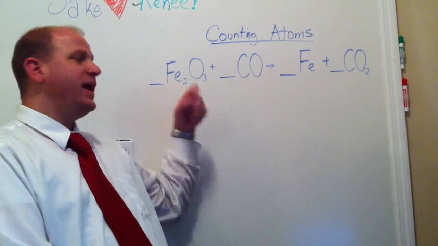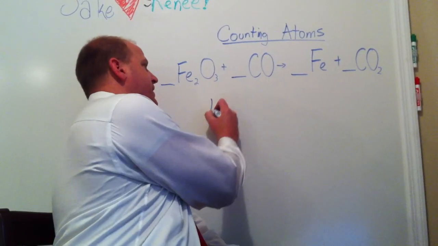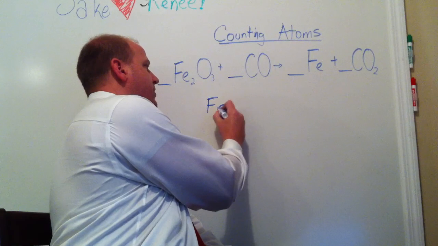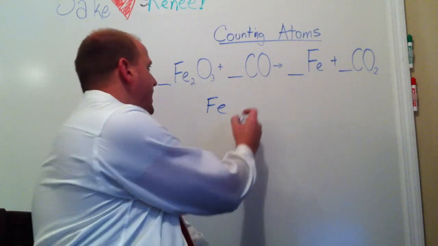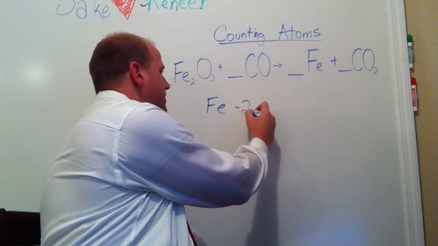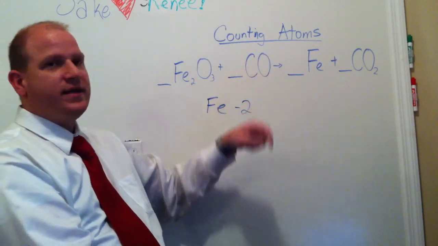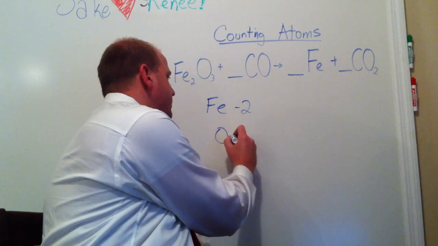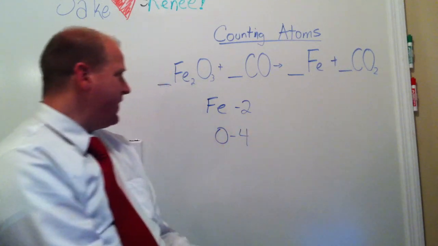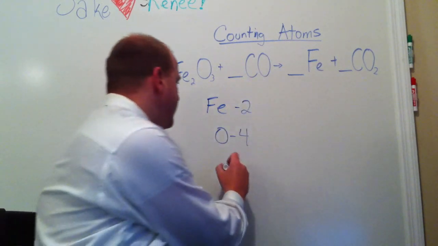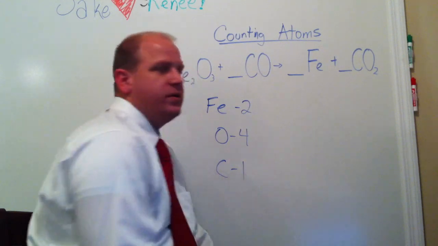So on the reactant side we have Fe. Fe is iron. So I put Fe right there. We have 2 molecules of iron, so we put the 2. Then we have oxygen. We've got the 3 plus the 1 right there, so we have 4 molecules of oxygen. And then we've got carbon. So we've got 1 molecule of carbon.